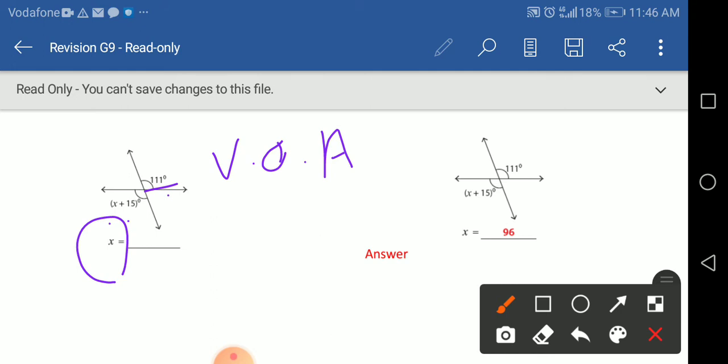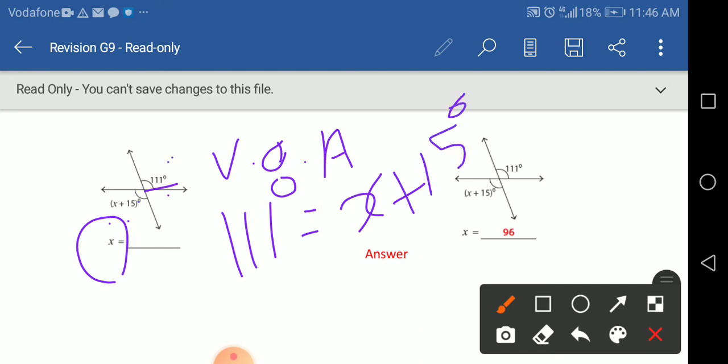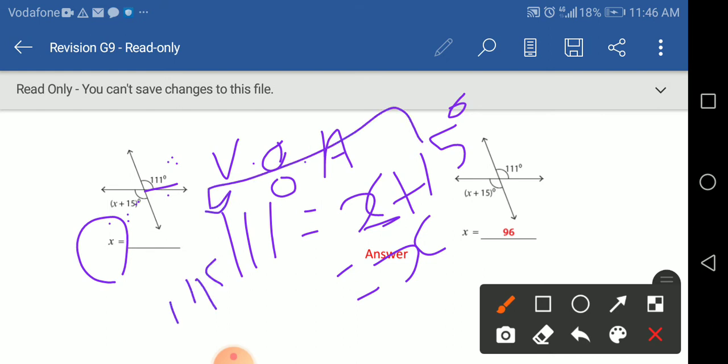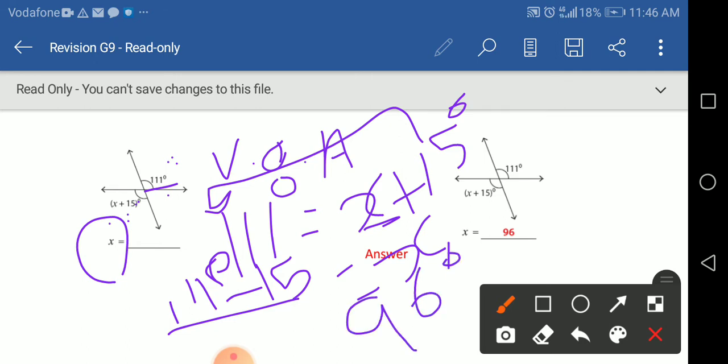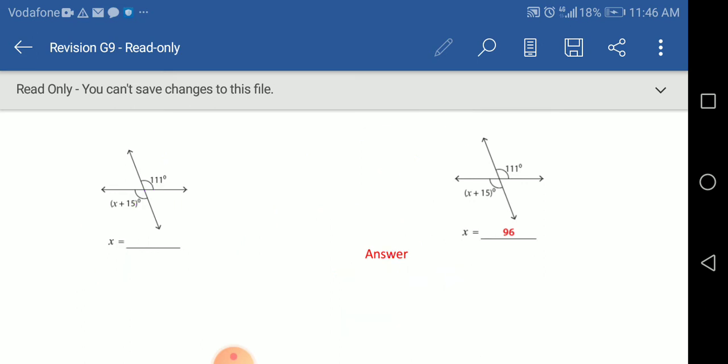So what do you think, guys? Here 111 equals x plus 15. Why? Because vertical opposite angles are congruent, or equal. So how can I get the value of x? x remains in the same place and 15 goes with a negative sign. So 111 minus 15 gives me 96. Not degrees, just 96. This is very important.